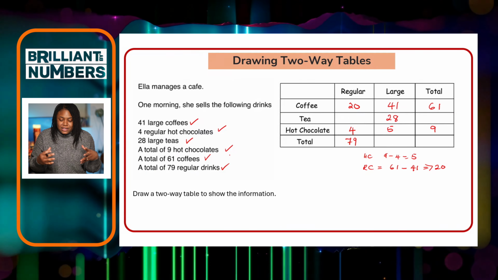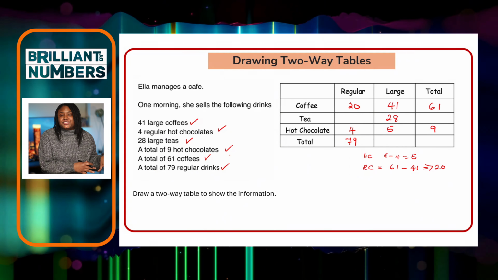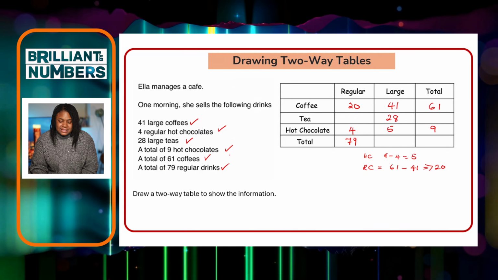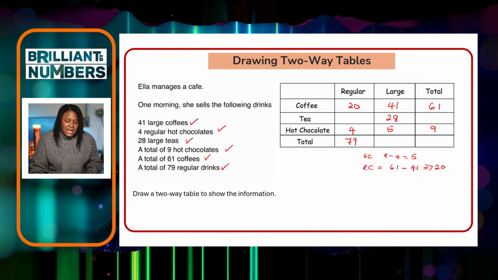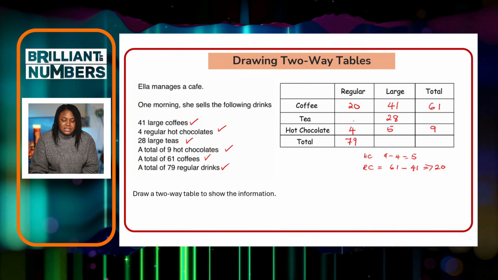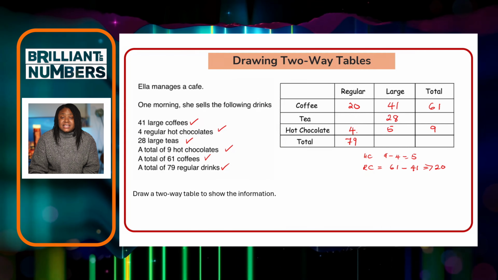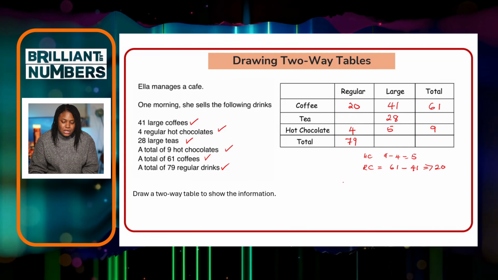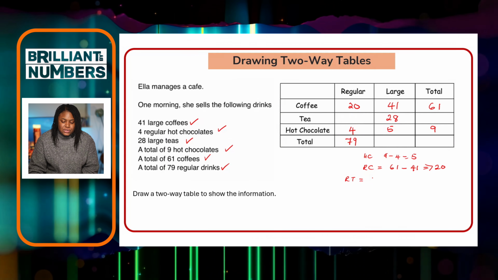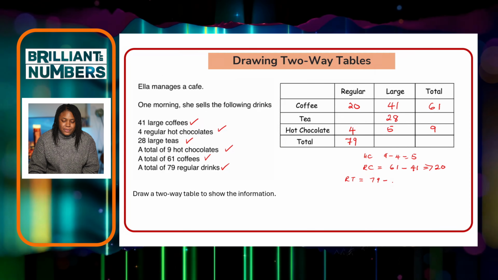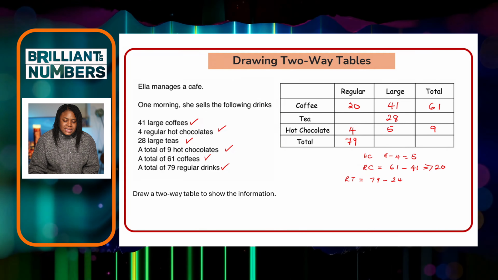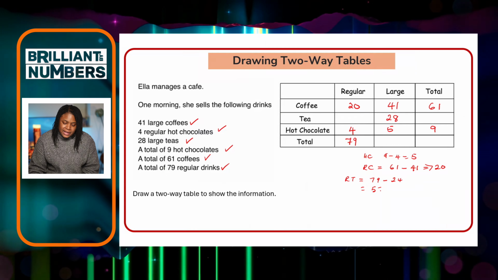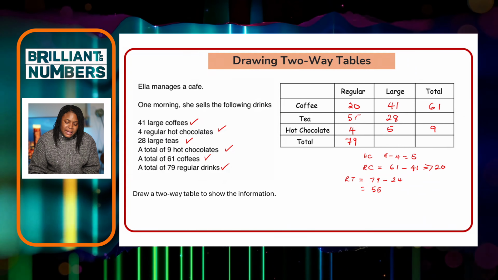Now, based on the skill we developed in the first question where we completed the table, we are now able to fill in the missing links here. So first of all, I can find out what is regular tea. If I add 20 and 4 and take away from 79, I will get regular tea. So regular tea is equal to 79, take away 24, so 20 and 4 is 24, and that now gets me 55. Put that on my table, close my gap.